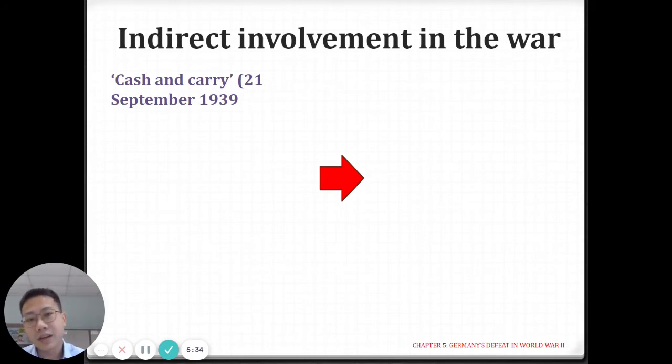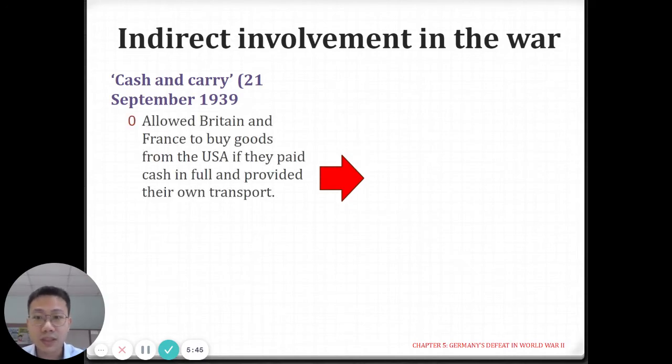So the USA, having the desire to still want to be involved in the war, decided to still help out, to help the allies in anything that they need. So the first policy they had was cash and carry. Now take note of the date. The cash and carry date is 21st September 1939. By then the war has already started.